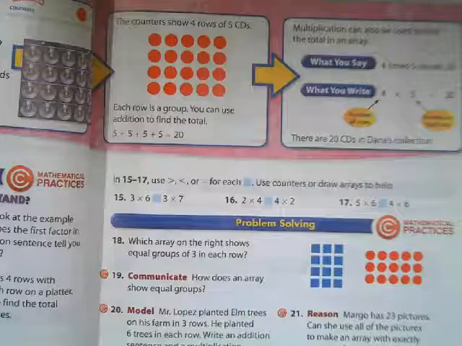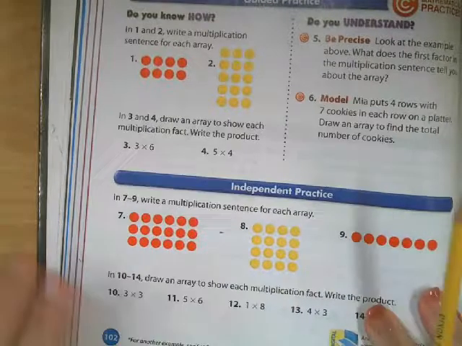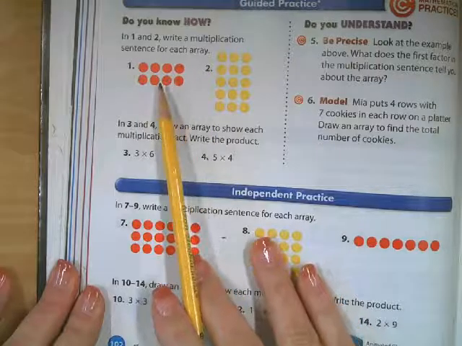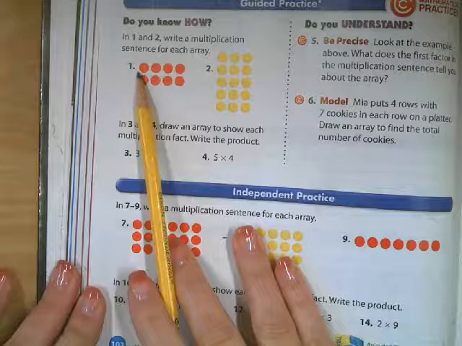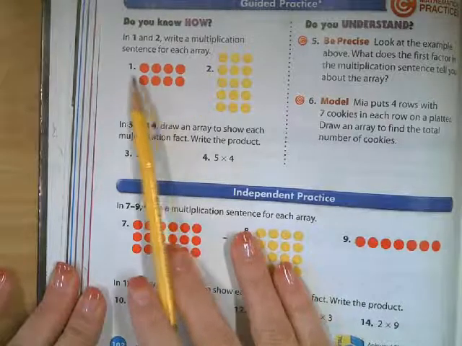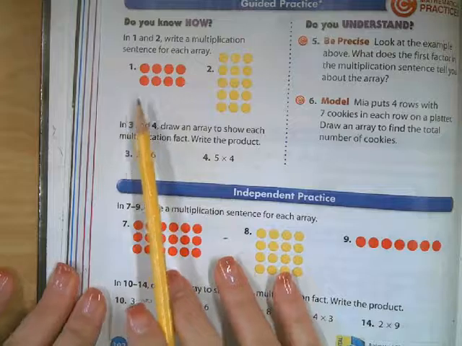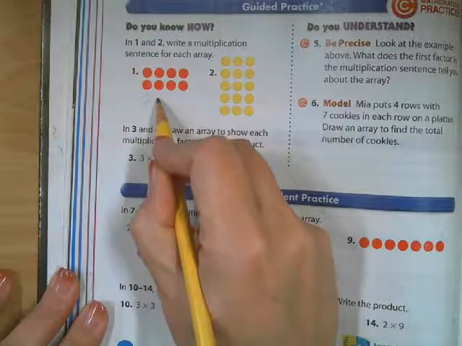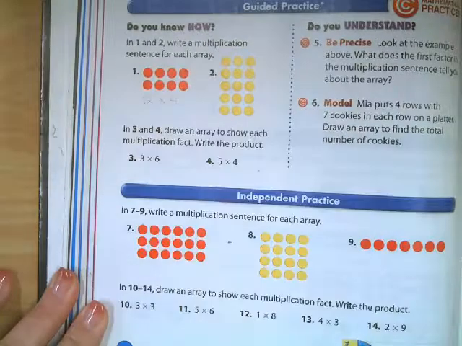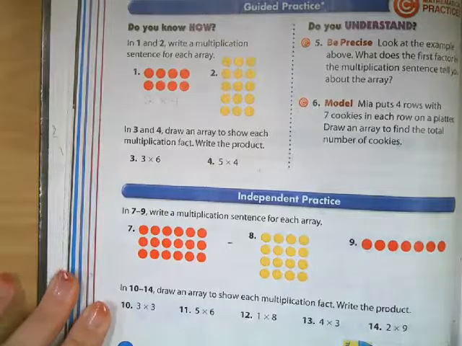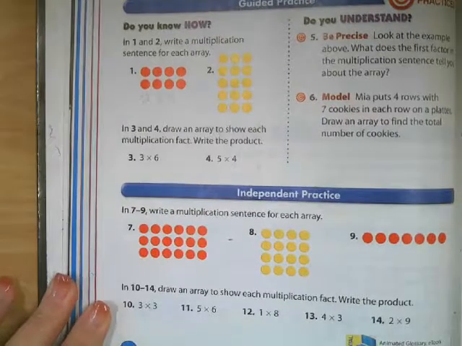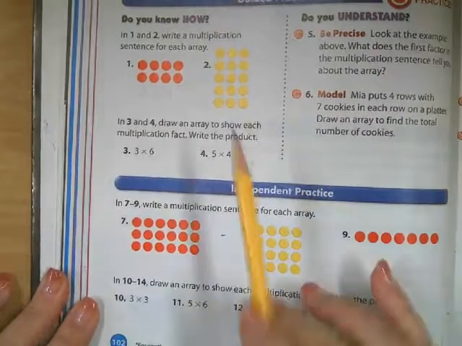So now let's take a look at the assignment. Numbers 1 and 2 ask us to write a multiplication sentence for each array. If we write a multiplication sentence, our first factor tells us how many rows there are. There are 2 rows, and there are 4 in each row. So we could say that this is 2 rows of 4. And again, please don't write in your book. This is going to be on a piece of paper, but I'm going to just show you here so that we can have an idea of what our problems look like.